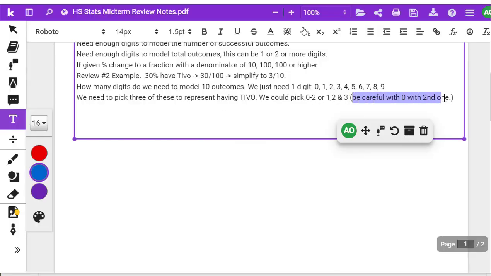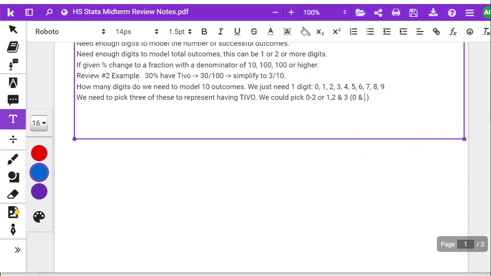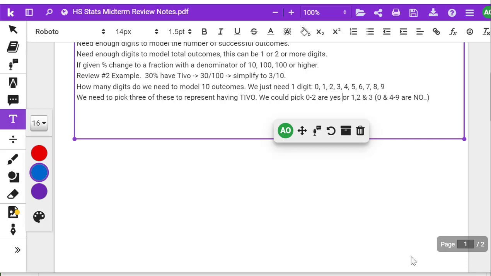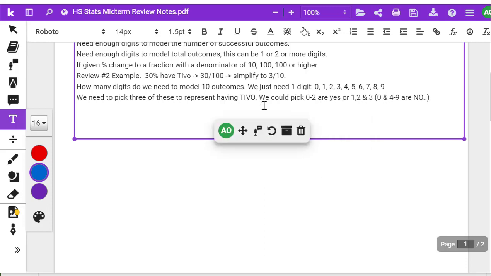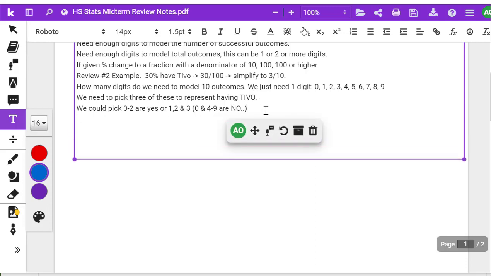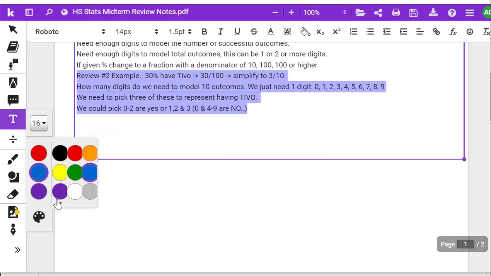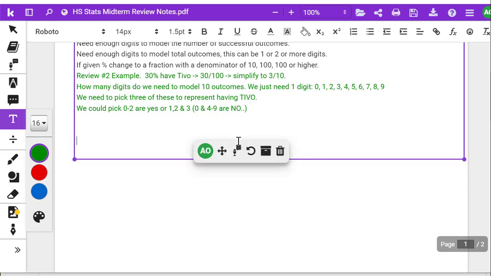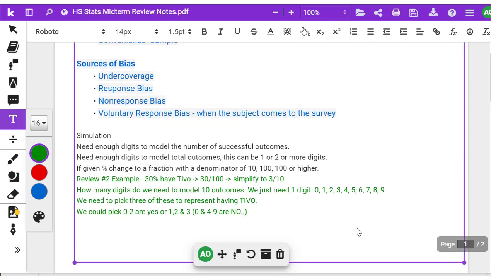So you would say 0. This is how you would say it. 0 and 4 through 9 are no. And this is our yes. And what I'm going to do is just return right here. So this is the review example right here. So let me go ahead and highlight that in a color so you know that that is a review example. We'll make it green. Who doesn't like green? All right. So there you go.